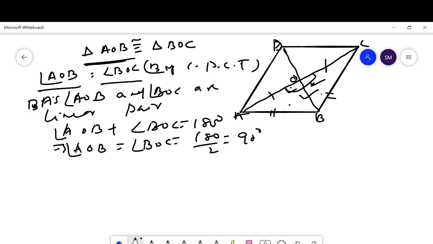In the same way, considering triangles BOC and COD, we also prove that these two angles have the same measure and this is also a right angle. In the same way, we can prove this is also a right angle. Hence, we come to the conclusion that in a rhombus, the diagonals intersect each other at right angles.